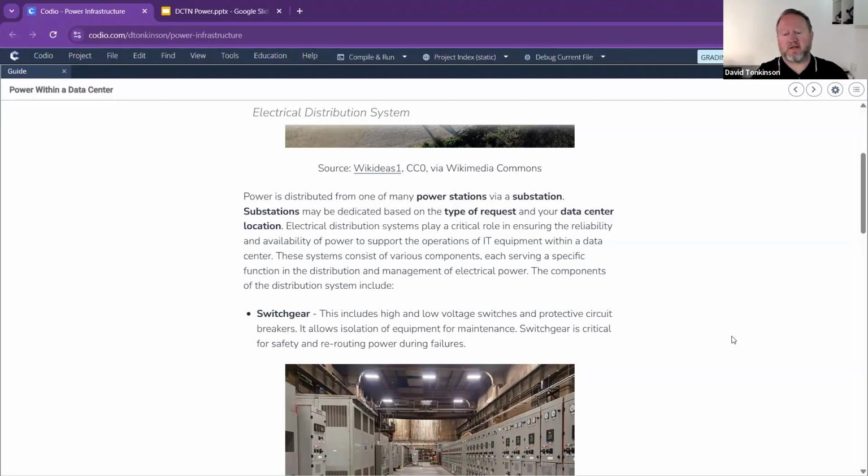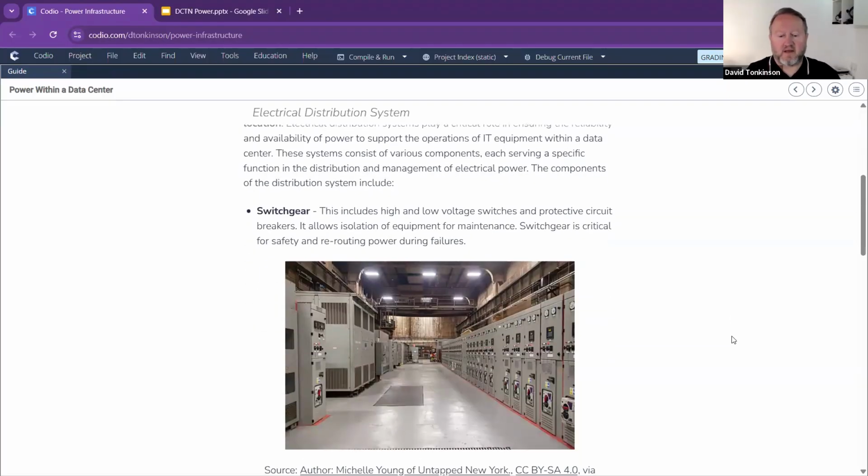So when that comes into your data center, it comes into something which will be located such as a switchgear. This includes high and low voltage switches to protect circuit breakers, which are in there as well. And this allows isolation of equipment for maintenance, so you can shut off certain sections without having to cut off the whole of the power. So you can cut off particular rooms if you have it like that, and you can cut off particular racks in rooms, depending on how your system is set up.